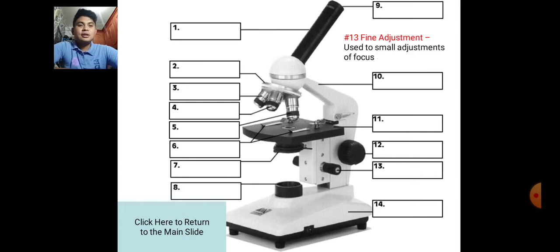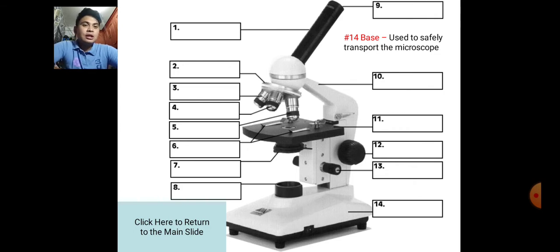And next is the fine adjustment. It's used for small adjustments of focus. And number 14, the base. It's used to safely transport the microscope.